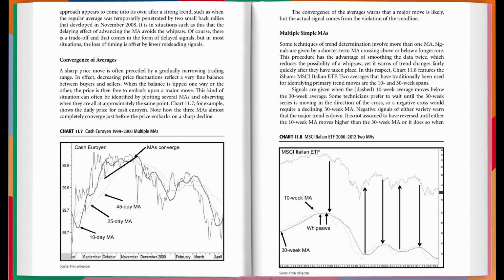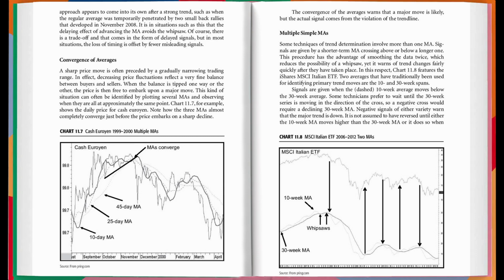Convergence of averages. A sharp price move is often preceded by a gradually narrowing trading range. In effect, decreasing price fluctuations reflect a very fine balance between buyers and sellers. When the balance is tipped one way or the other, the price is then free to embark upon a major move.